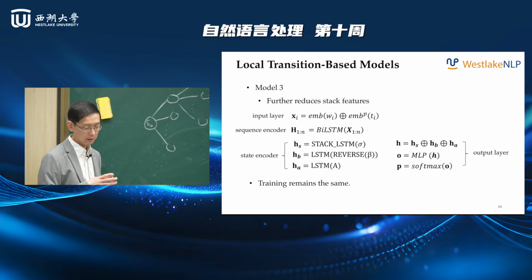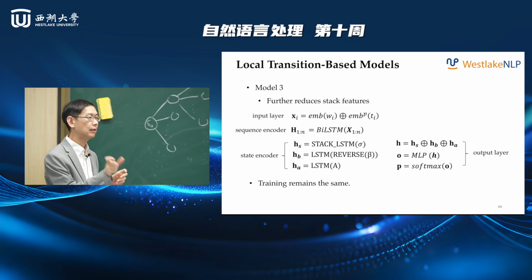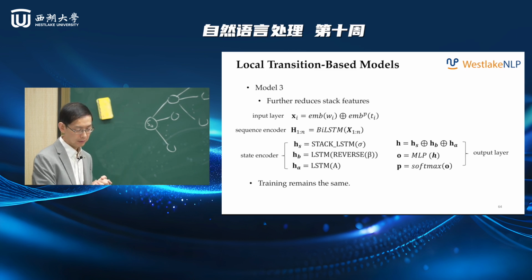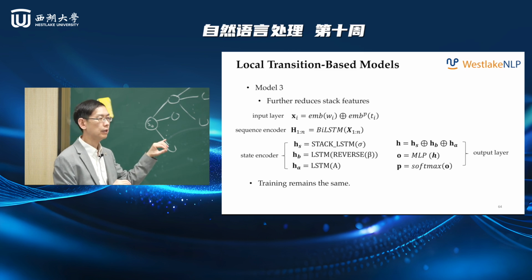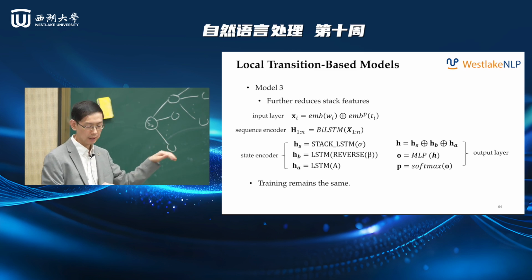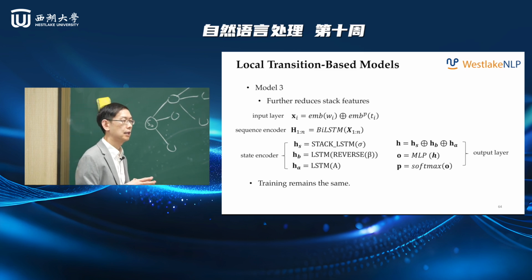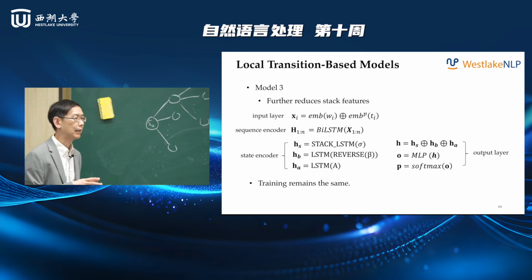So HB is the front of the buffer to represent the whole buffer. And HA is the end of the action history buffer to represent the whole history. And you can use the 3 to represent the 3 components. You concatenate them together and pass it to a multi-class classifier. You can predict the action, okay?